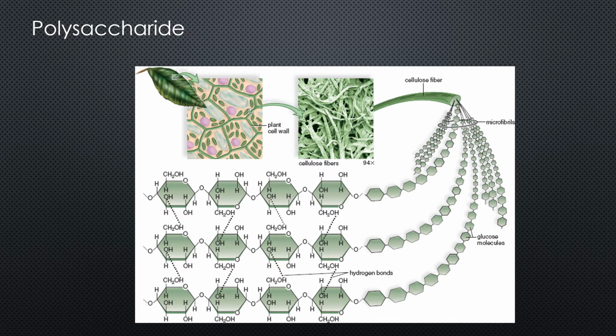One of our most important polysaccharides is what we call cellulose. And you can see down here at the bottom where you have a lot of glucose molecules all being linked together into these microfibrils, and then all of those come together to make cellulose. Why is that important? Cellulose is the main component of plant cell walls, and we're going to get into the differences between plant and animal cells in a little while.